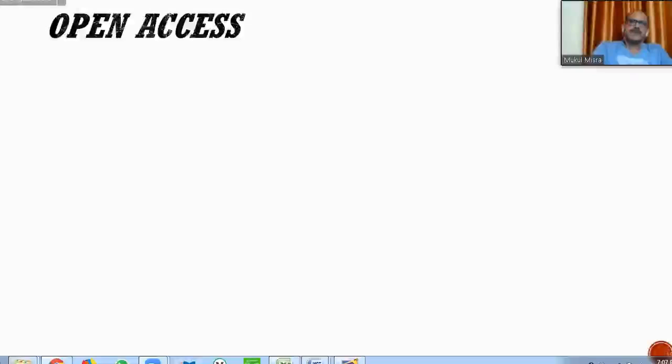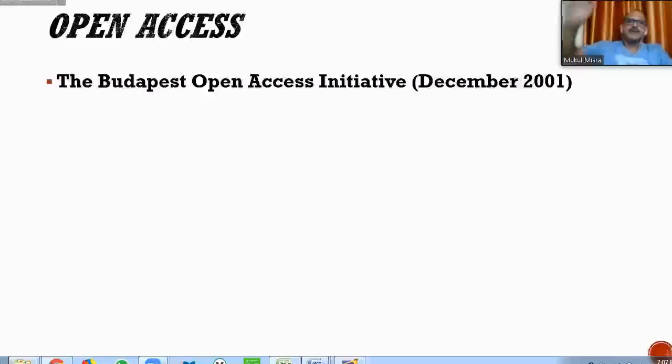So what is open access? There is a society related to the open information movement, known as the Open Society Institute, and that is based in the US. They held their first convention in December 2001.